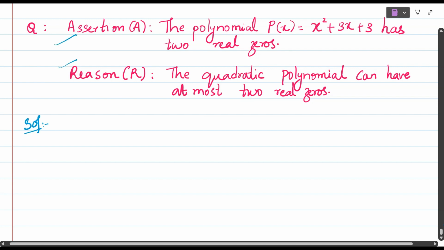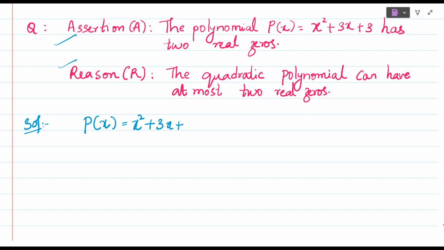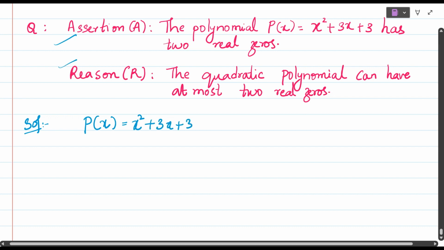Okay. The polynomial p of x. What is the polynomial they have given here? x square plus 3x plus 3 has two real zeros. So they are telling that this polynomial is having two real zeros. So let us check whether we can have two real zeros or not.